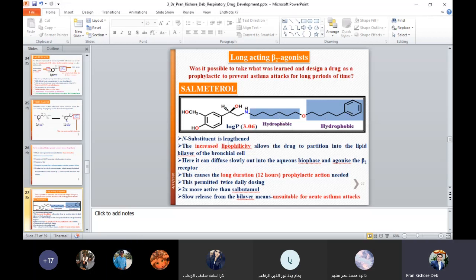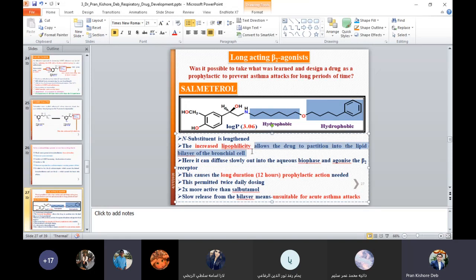Because of the increased hydrophobicity, or you can say lipophilicity, it allows the drug to partition into the lipid bilayer of the bronchial cell. So the drug will be trapped in the cell membrane bilayer. You know the cell membranes are hydrophobic in nature. Once it is trapped there, it will be released from there very slowly into the aqueous phase. Then it will agonize the beta 2 receptor.